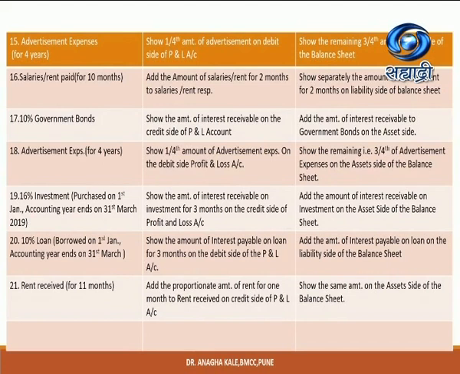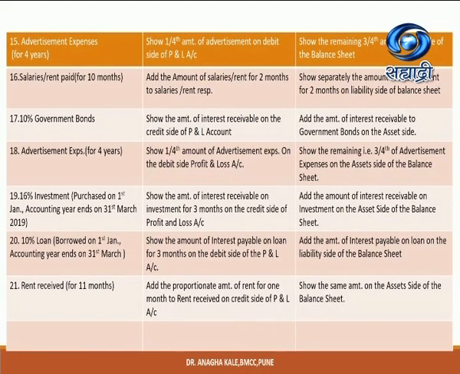Now first we'll be showing 1/4 of the amount, that is the amount which is related to the current year, on the debit side of the P&L account, and the remaining 3/4 which is for the next 3 years, that is the prepaid one or the advance amount paid. So that will be shown on the asset side in the balance sheet as prepaid advertisement expenditure.